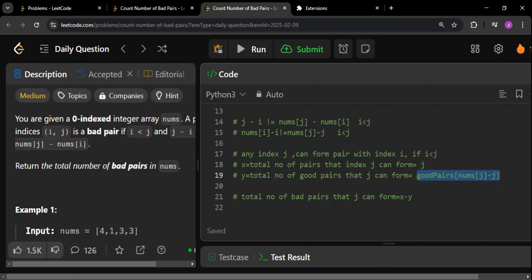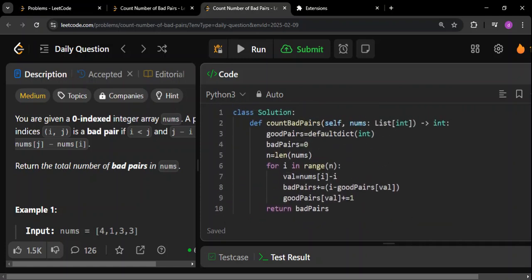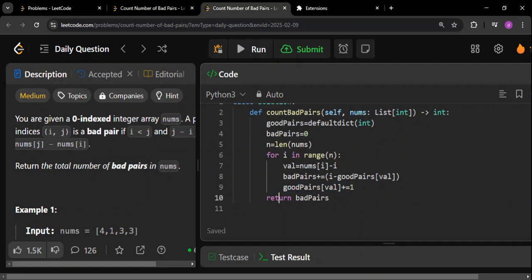So the total number of bad pairs equals total pairs possible minus total good pairs possible for index j. As you can see, it is going to be x minus 5. That's why we are doing it here. After this calculation is done, since we have evaluated this particular value, for the current index we will now increment the frequency. As simple as that, right? Finally we're returning the total number of bad pairs.